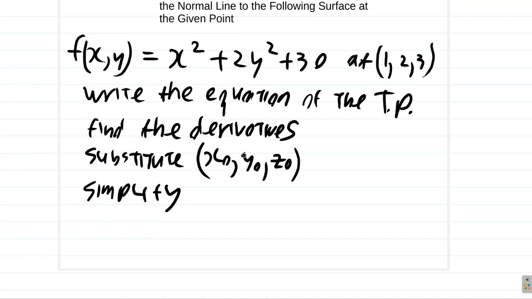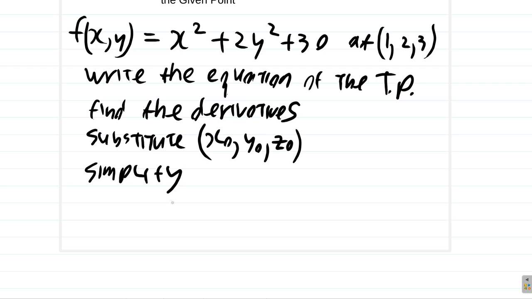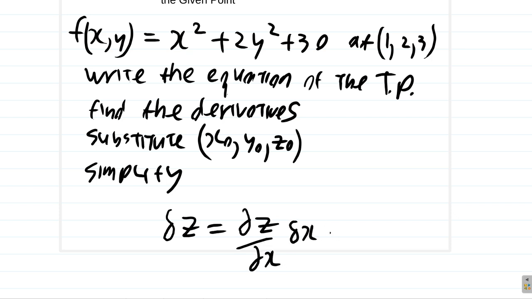Now, what is the equation of a tangent plane again? Well, it comes from this basic equation which says the change in z, del z, which is a small change in z, is the rate at which z changes with respect to x times a small change in x, so that's delta z by delta x, plus the rate at which z changes with respect to y, which is delta z by delta y, times del y, the small change in y. You remember that formula?